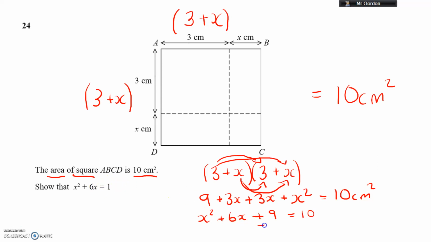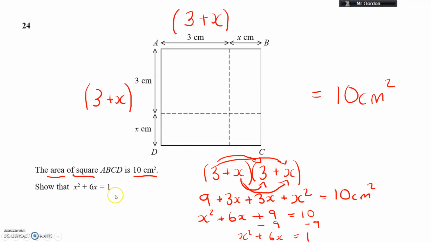So I'm actually going to take away the 9 from this side here, and if I do it to one side, I do it to the other. And that will give me x squared plus 6x on that side is equal to 10 take away 9, which is 1. And that is what they wanted you to get to, alright? And that's how you would get there.